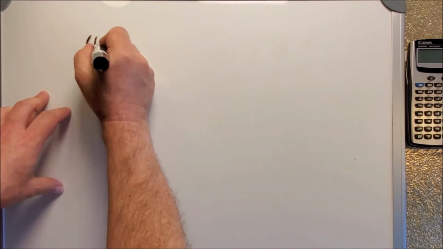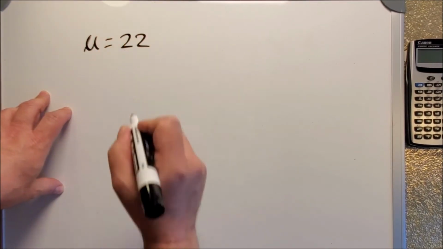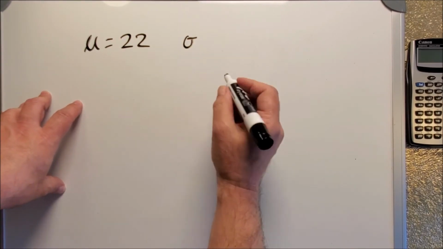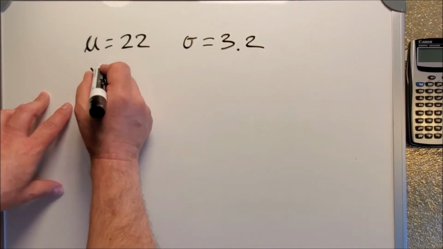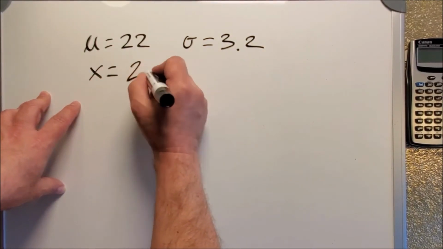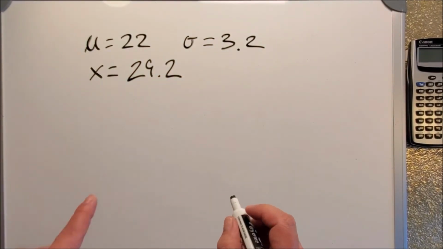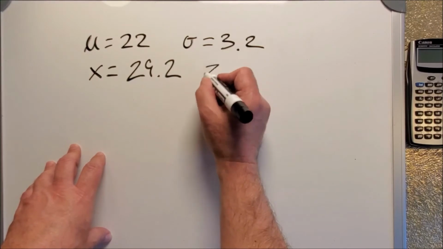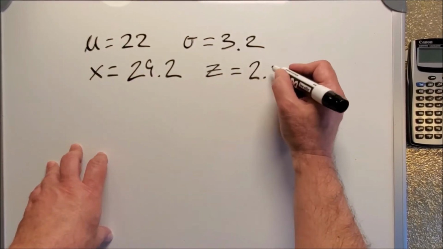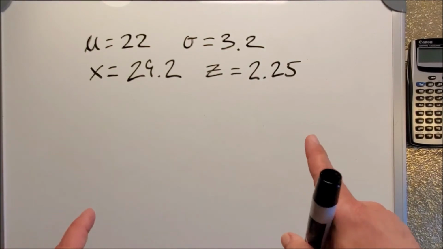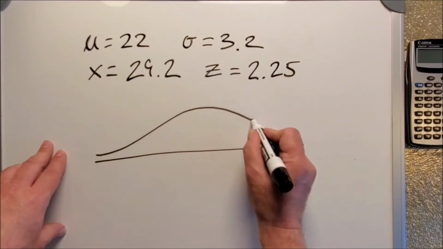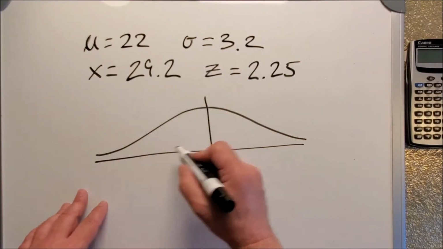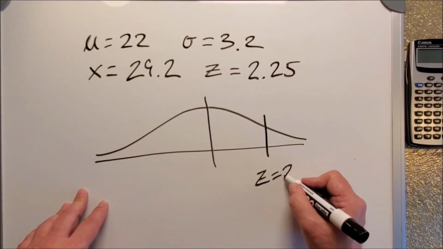Okay, guys, here's another example from the beginning of this video. I think I proposed a distribution that has a mean of 22 and a standard deviation of 3.2, and we're solving for the score 29.2. We found that that score had a z-score of 2.25. So let's look at that on the table and see what the cumulative area is. Remember, that means the area to the left of z equals 2.25.